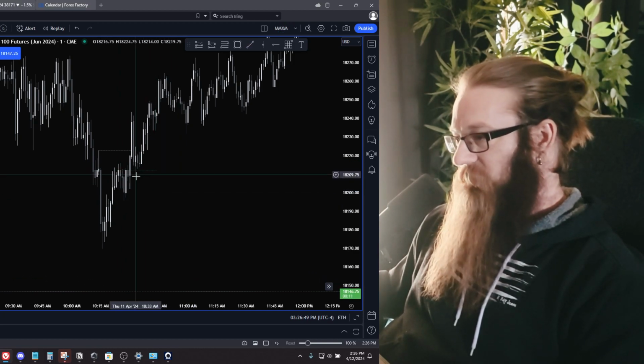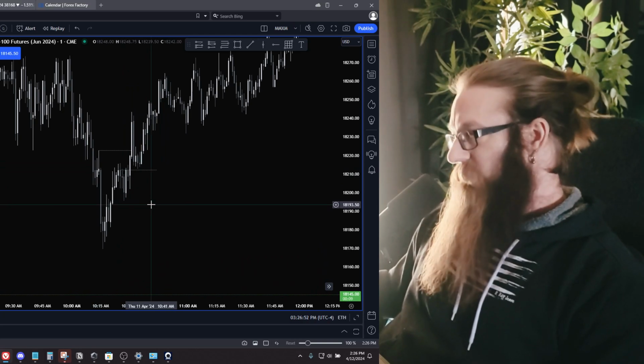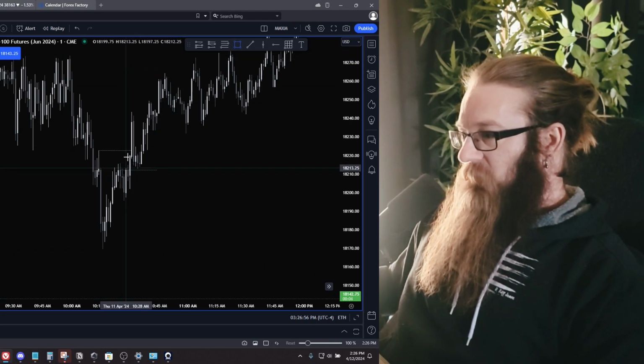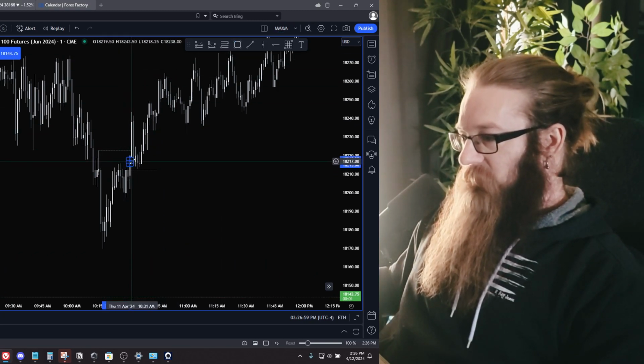I can guarantee you ICT would have drawn that at the wick. I like to draw them at the bodies. It respects the fair value gap in here enough that it doesn't even touch the order block that's there.